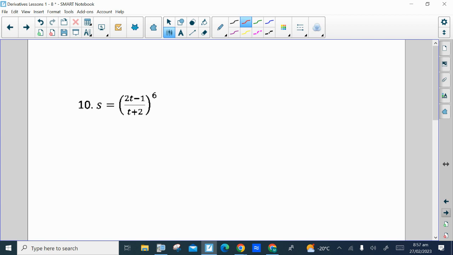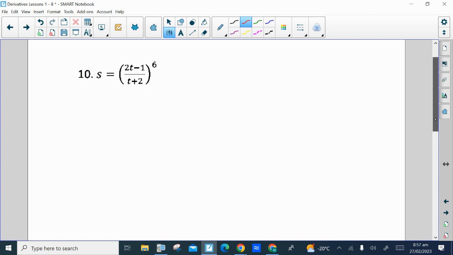So for this one, we're going to have to use a combination of the chain rule and the quotient rule. Also in this case here, the function is s in terms of t. So if we're going to write an expression for the derivative, we would say ds by dt, the derivative of s with respect to t.